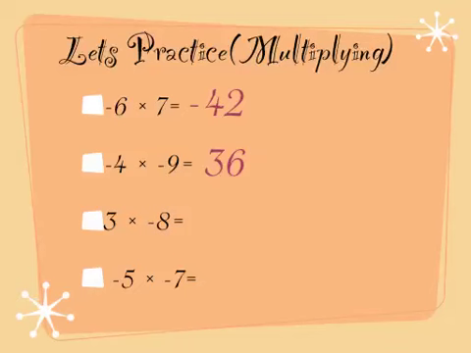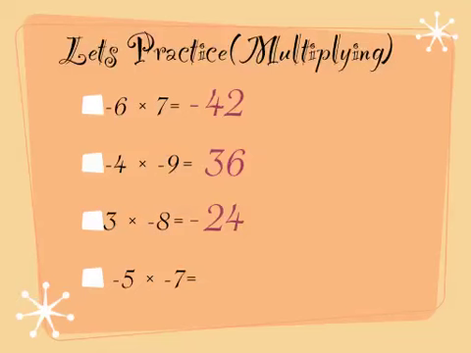The third example says 3 times -8. Here I have a +3 times a -8. When I have a positive times a negative, that means that my signs are different, which means that my answer is going to be negative. And then 3 times 8 is 24.